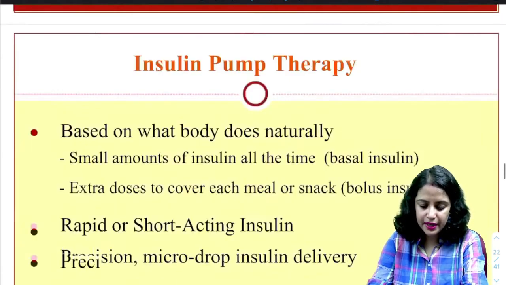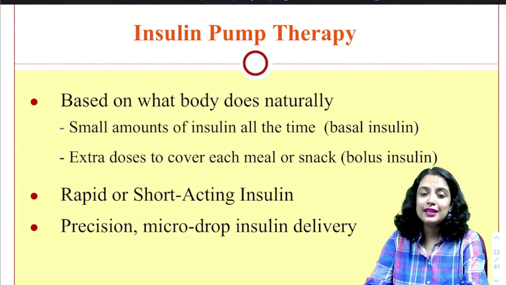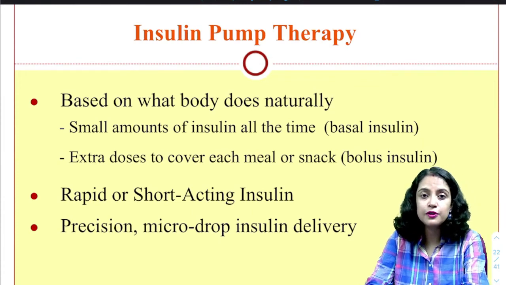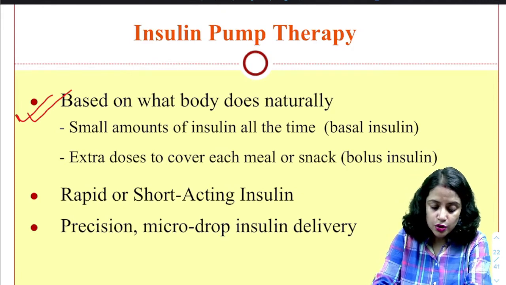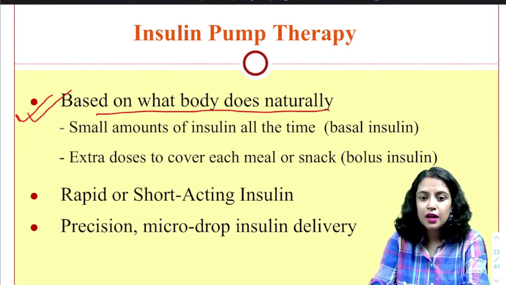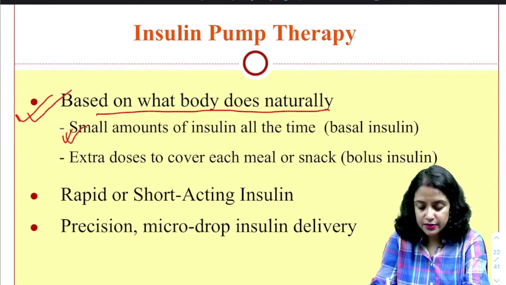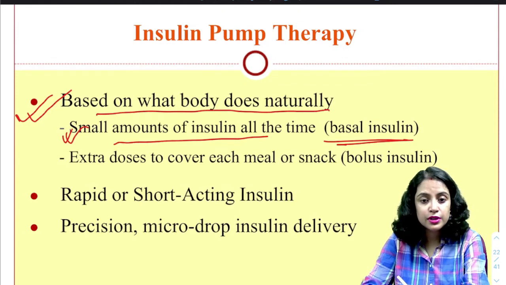Insulin pump therapy, as I said, insulin pump is something which will deliver insulin continuously, and it is based on physiological insulin release. That is phase 1 and phase 2 insulin release I have described in my previous class. So based on what the body does naturally, the pump will do the same thing. It releases small amounts of insulin all the time. That is the basal insulin, that is the phase 2 of insulin release.